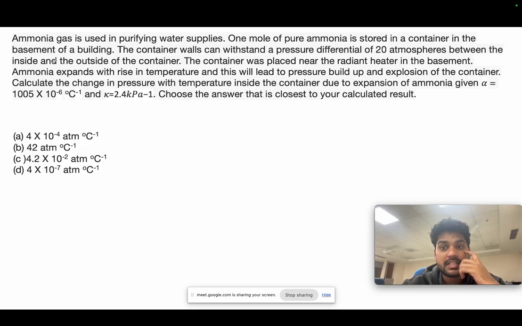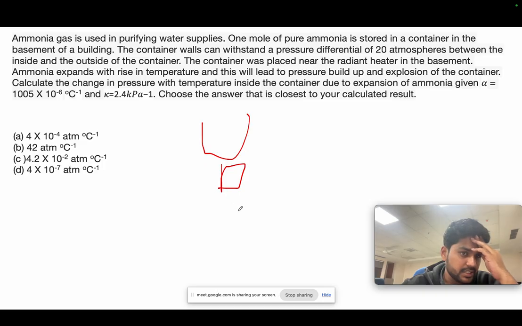The container was placed near the radiant heater. So they placed it near the radiant heater in the basement. Ammonia expands with rise in its temperature. So something is expanding with rise in temperature, and this will lead to the pressure buildup and explosion of the container. Calculate the change in pressure with respect to the temperature. Okay, they asked to find out this value, dP by dT.